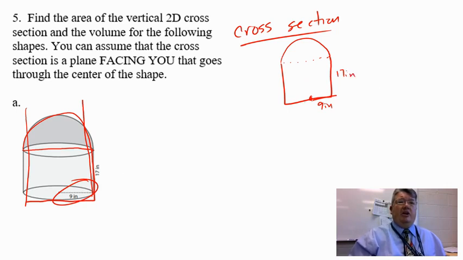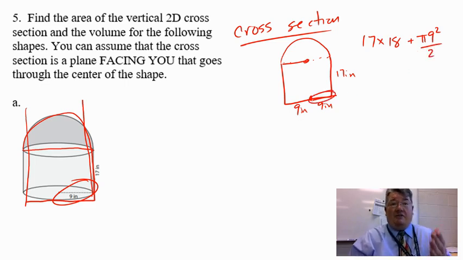Okay, the area of that rectangle is just going to be 17 times 9, not times 9, because if it's 9 inches there, it's 9 inches there, which means it's 18 inches across. Plus, this is the area of a circle, which is pi times the radius squared. And the radius is 9 because it's right there. But that's divided by 2 since it's half a circle.